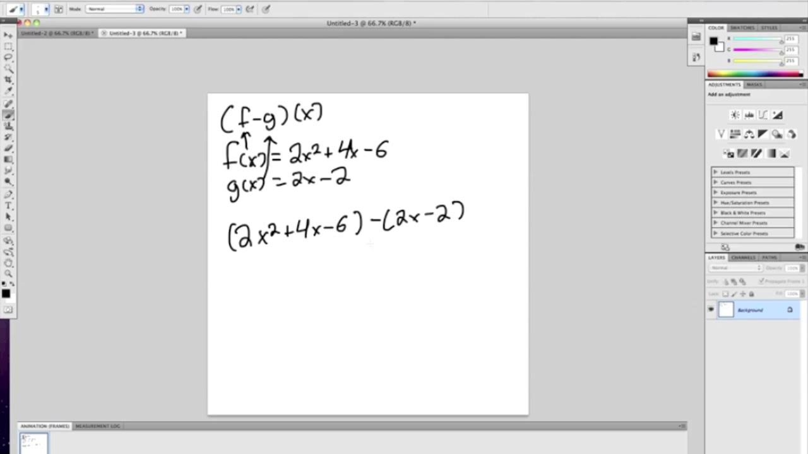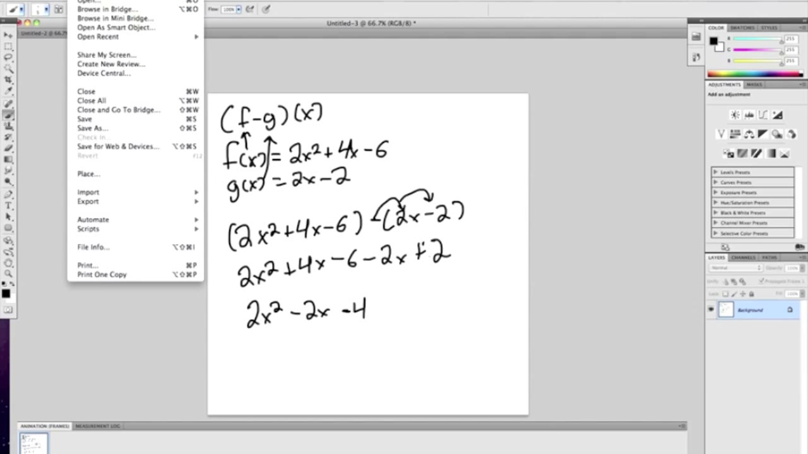Alright, now it's important that you write these in parentheses because what you would have to do is you would have to open this up by distributing the minus, so it would end up being plus 2, my bad. Now you can easily combine like terms. Alright, now we're going to move on to multiplication.